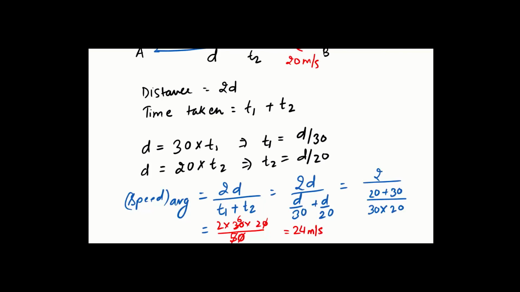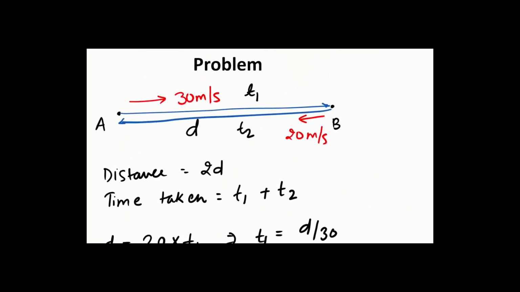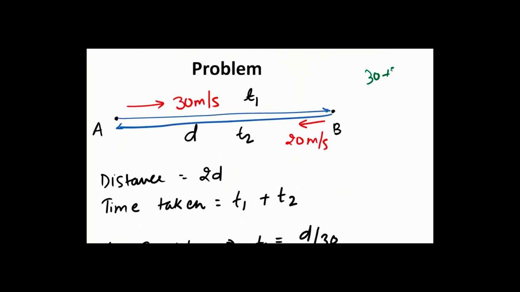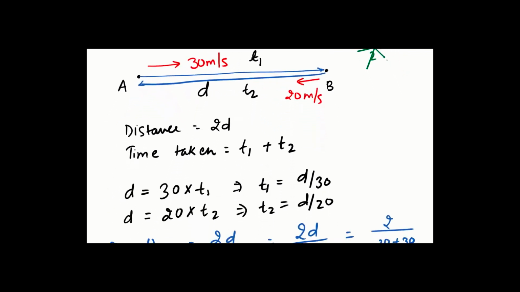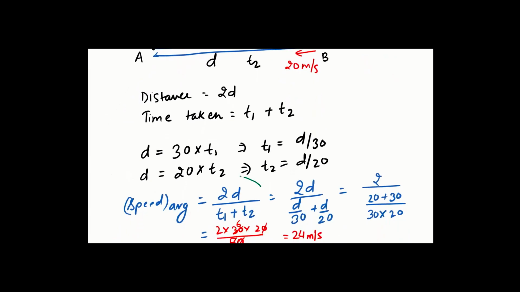Now for most of you it would be surprising, isn't it? Because you would have thought that the answer is simply 25, 30 plus 20 by 2. But as I told you earlier, it's not the formula. It's not v1 plus v2 plus v3 by n. Correct? So don't use that. Always go by the exact formula, total distance over total time, or total displacement over total time.